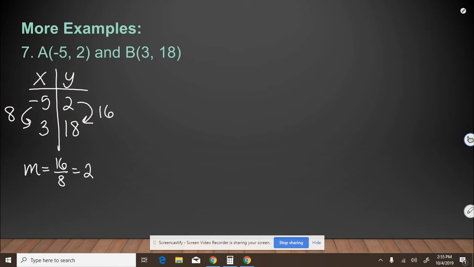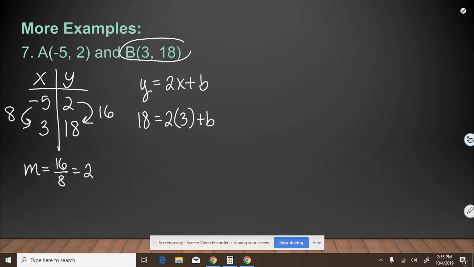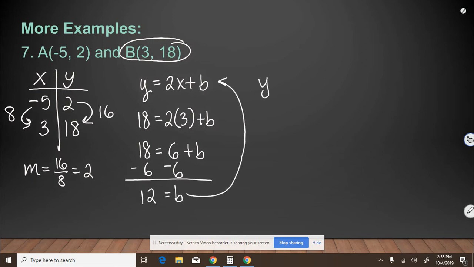which is 2. Now we have to solve for the y-intercept. The y-intercept is not given in the table, so we're going to start with y equals 2x plus b. We can plug in one of the two given coordinates. I'm going to avoid using a negative if possible. So 18 is going to go in for y: 18 equals 2 times 3 plus b, which is this coordinate right here. So then we can solve. 18 equals 6 plus b, subtract the 6, and b equals 12. Now put that back into the equation, making our final answer y equals 2x plus 12.